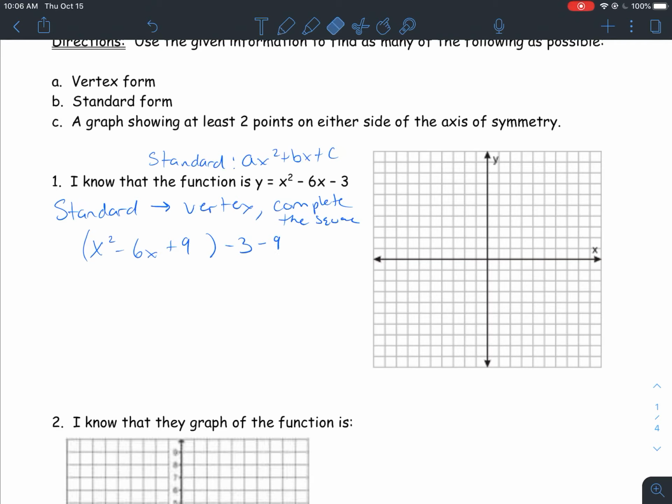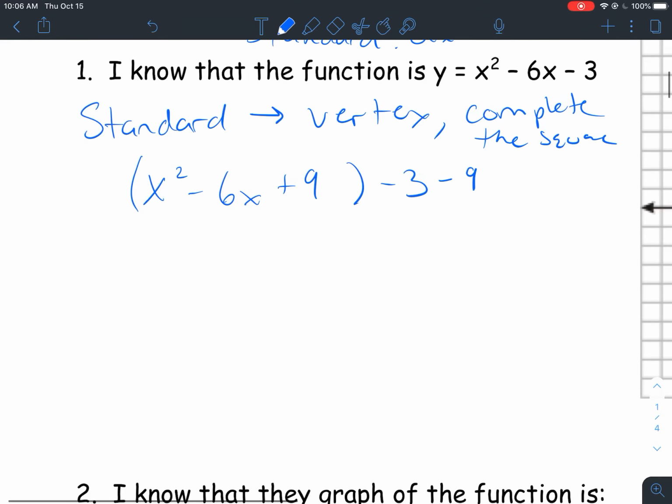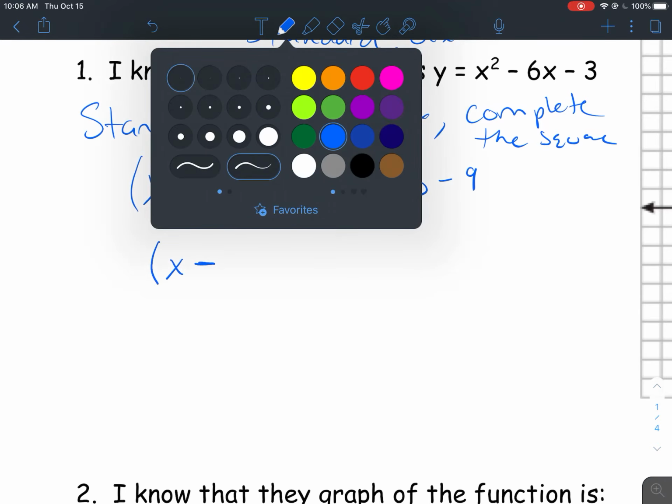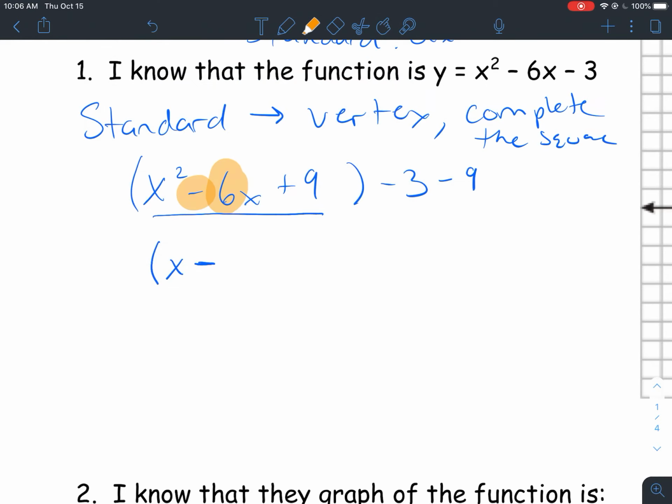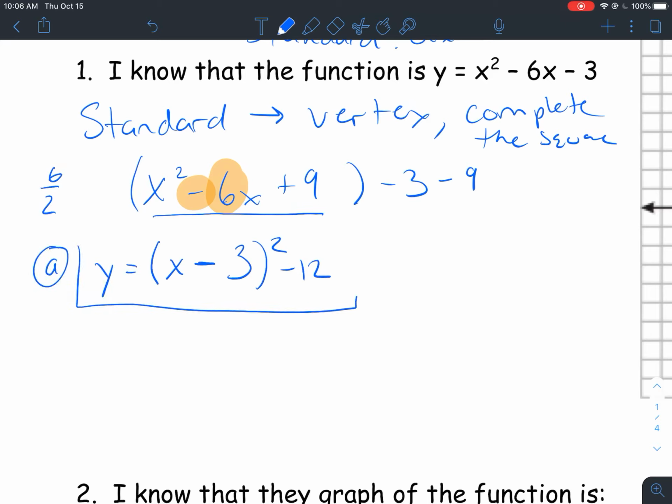Now we're going to write this as a perfect square, which is going to be x. And then you take the sign here, so that's going to be a minus. And then you take this and cut it in half, so you do 6 divided by 2, which gives you a 3. And you put a square on it. And then since we added 9, we have to subtract 9, so we get a negative 12. So the answer to A is y equals x minus 3 squared minus 12.